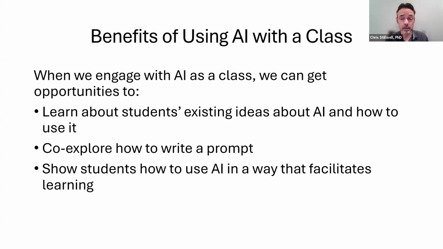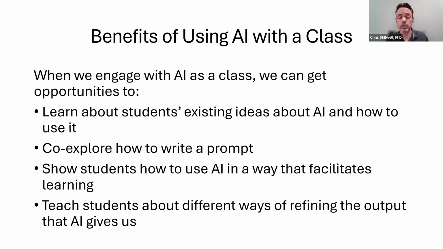Many people are afraid that students will only use AI in a way that helps them kind of cheat and maybe makes it difficult for them to actually increase their learning. So we can try to show them how to use things in a more productive way. We can also teach students about different ways of refining the outputs that AI gives us. We can help them understand that the first response we get from AI does not have to be the last one. If we're not happy with what we see, if it's not what we wanted, we can always push back. We can say, no, let's try again, and we can give more instructions.